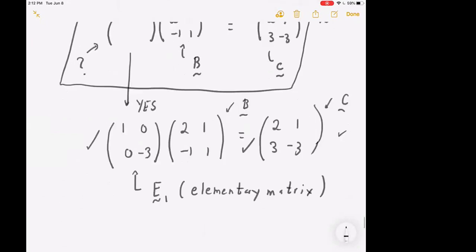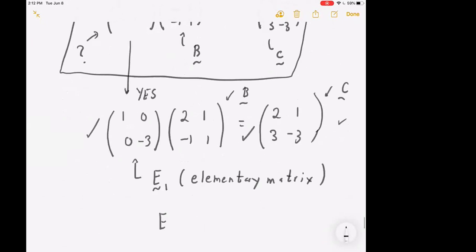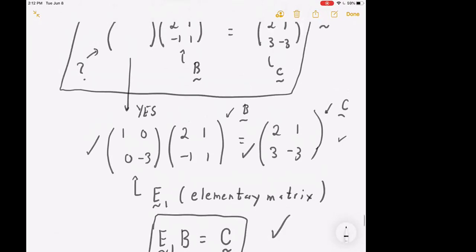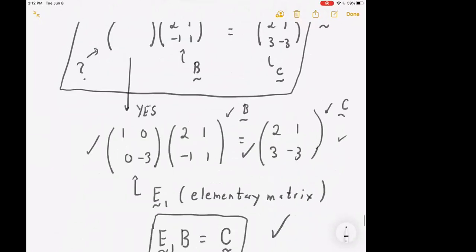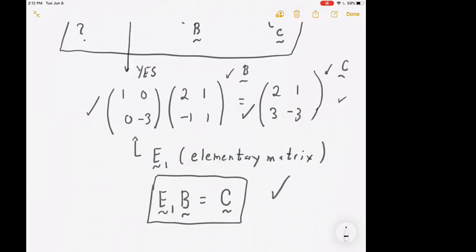In other words, if you take this elementary matrix E sub 1 and multiply it by the matrix B, you will get the matrix C. So elementary matrices serve the same role as elementary row operations. They are the matrix manifestation of an elementary row operation. And again, how did I get this elementary matrix? Well, I gave you a hint.